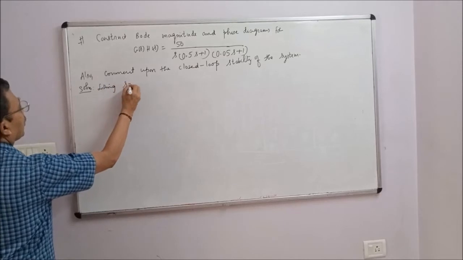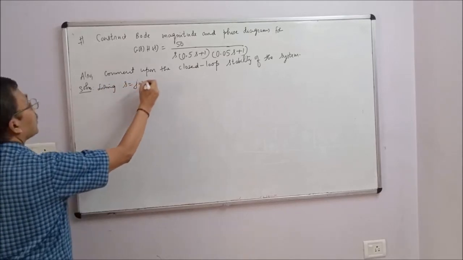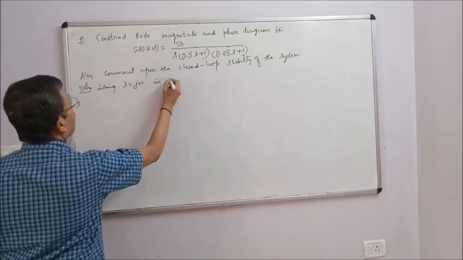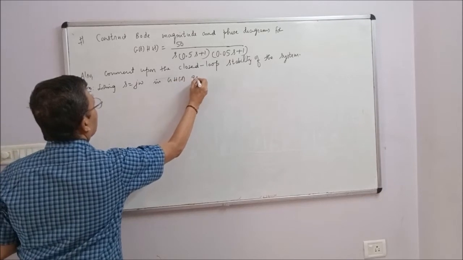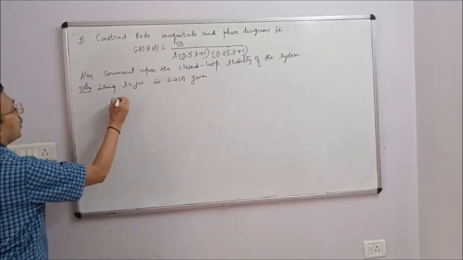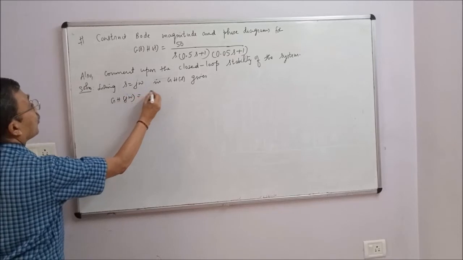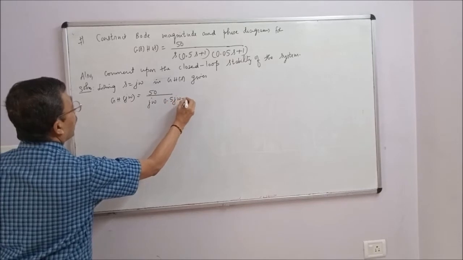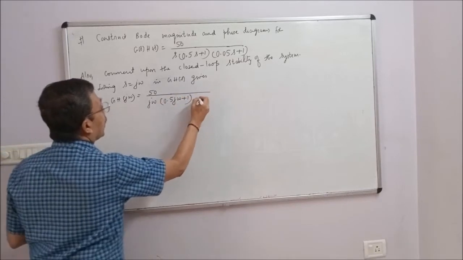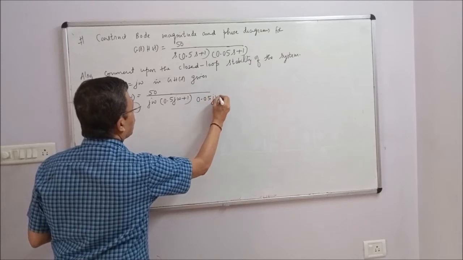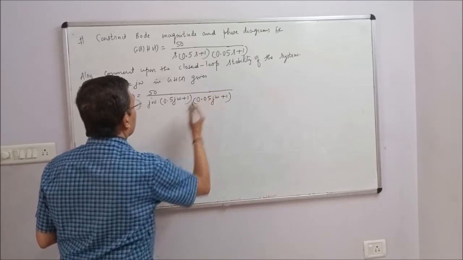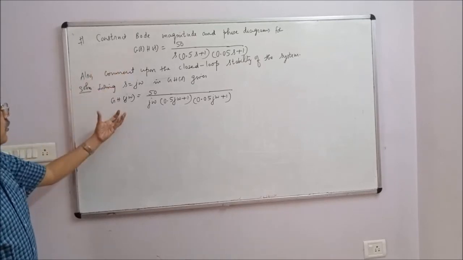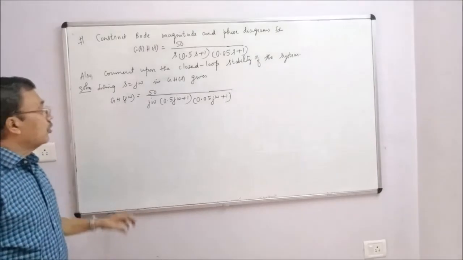Letting S is equal to J omega in GH of S gives GH of J omega is equal to 50 divided by J omega into 0.5 J omega plus 1 into 0.05 J omega plus 1. The first thing is to replace S by J omega in G of S, H of S. This gives the frequency response.